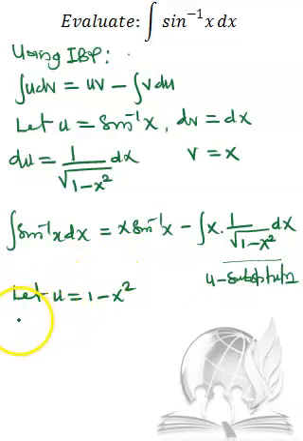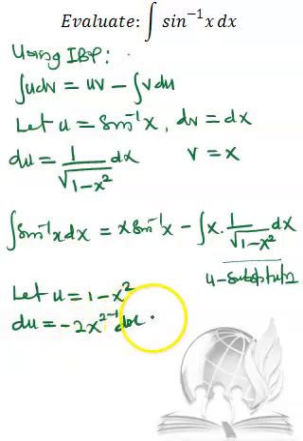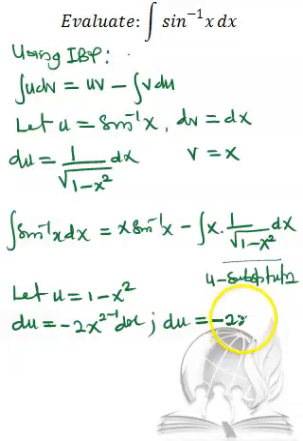So I'm going to have my du. If I differentiate this, differentiating 1 gives me nothing, so I'm going to have negative 2x raised to the power of 2 minus 1, dx, which eventually gives du equal to minus 2x dx. So I'm going to be putting that in, so don't forget the negative here.